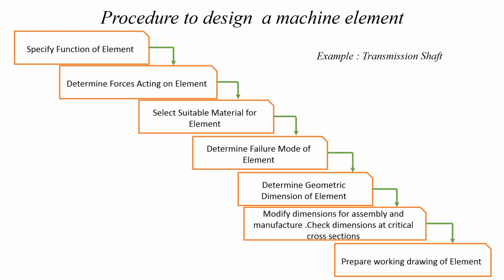What will be the failure mode of the element? How will the transmission shaft fail? The transmission shaft will fail because of twisting, because of the torque. If high torque is applied and if the stress goes beyond the material stress, the transmission shaft will fail. So what will be the dimensions?